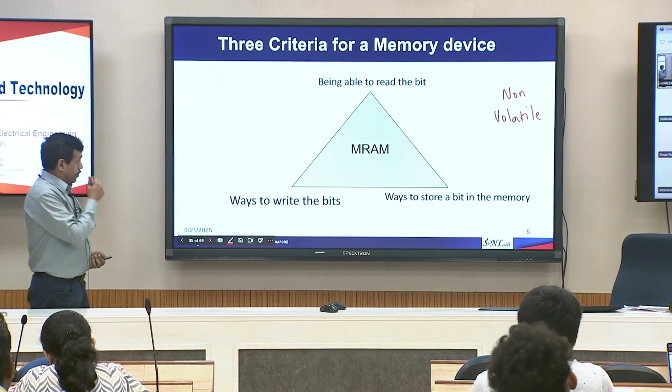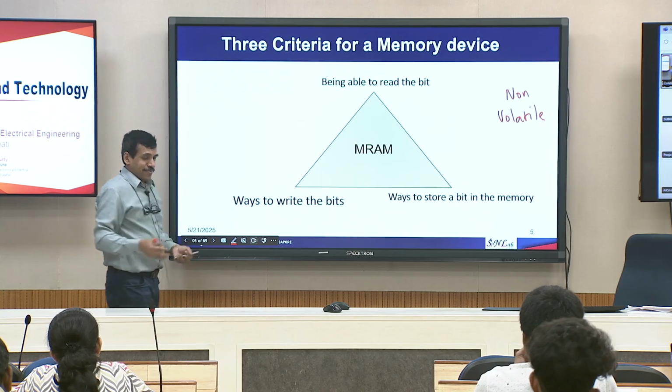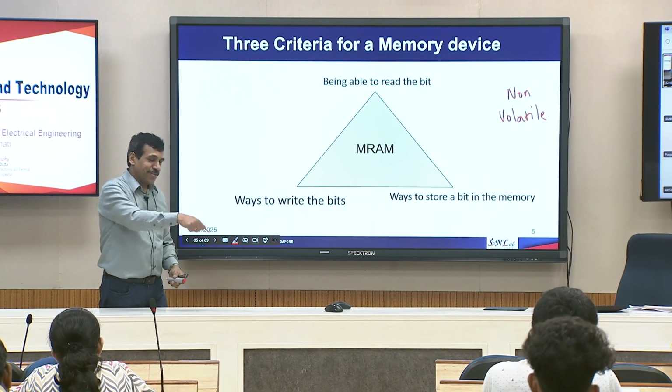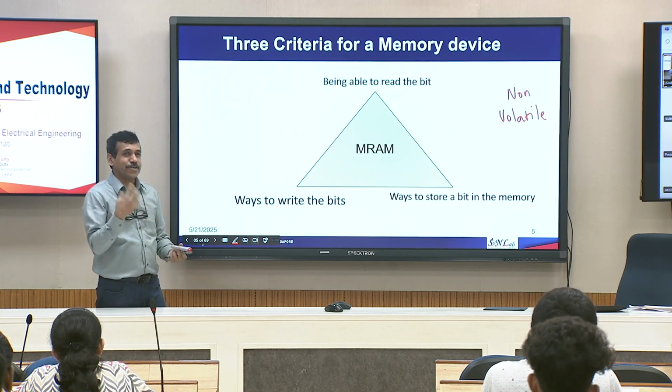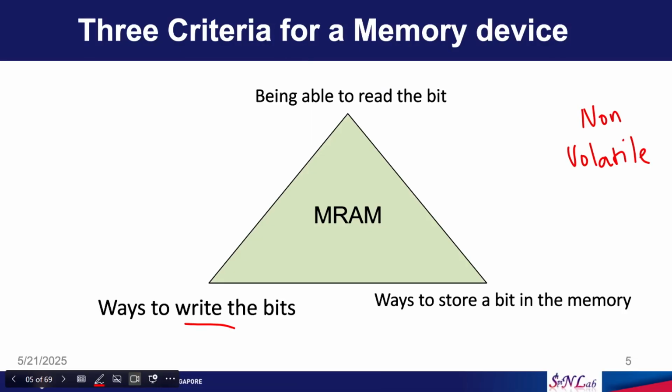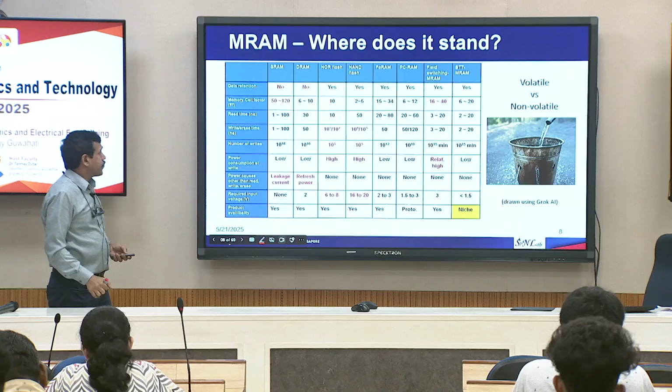Okay. So, for example, if there is a water bucket, right, you write with your finger, you can write information, but water won't store information. So, writing alone is not enough, or storing alone is not enough, you should be able to read also. All these three criteria must be met when you design a memory or storage element. Okay. So, today we will focus on the ways to write information.